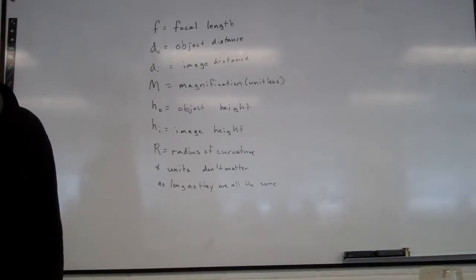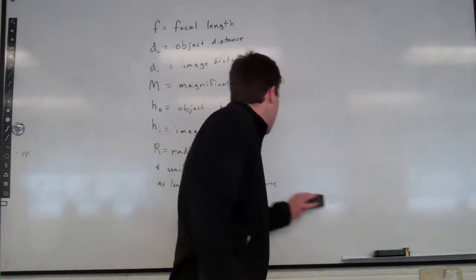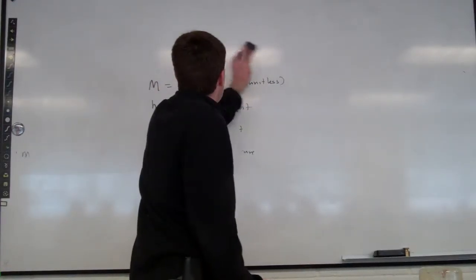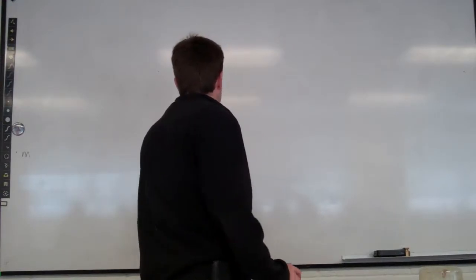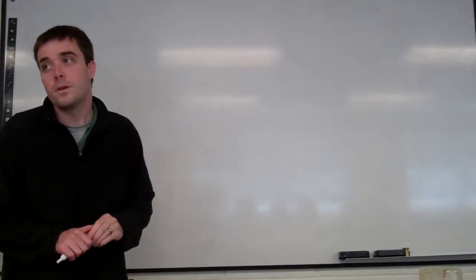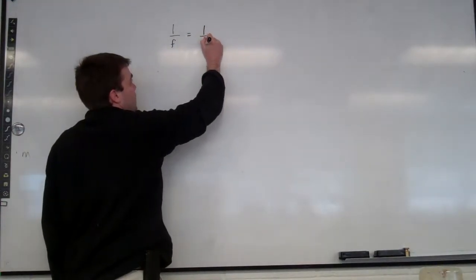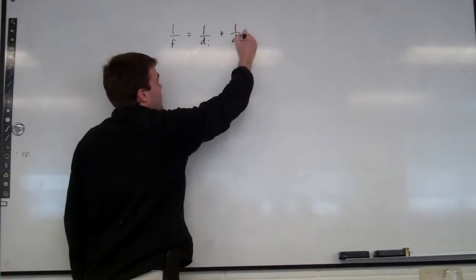Let's look at number 1. A concave mirror forms a real image at 16.6 centimeters from the mirror surface along the principal axis. If the corresponding object is at a distance of 34.5 centimeters, what is the mirror's focal length? So what equation are we going to use for this one? 1 over f equals 1 over i plus 1 over o.